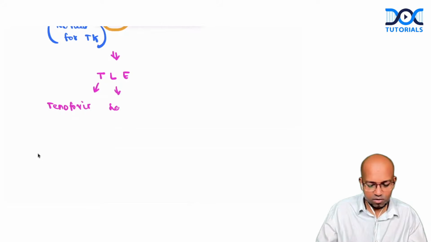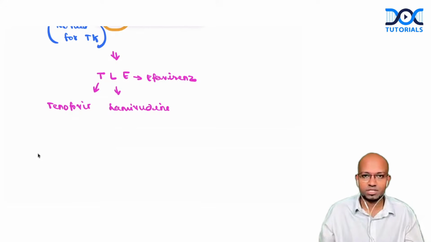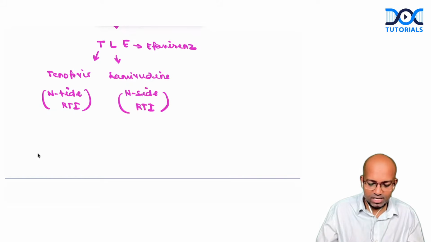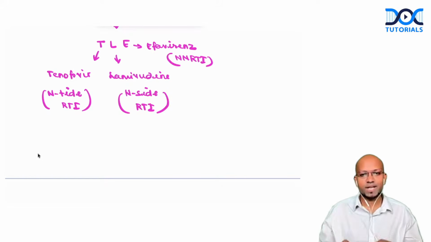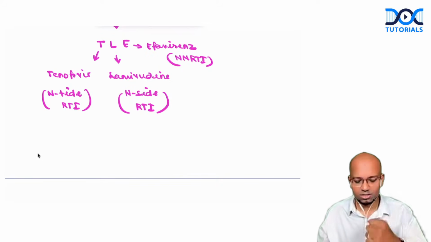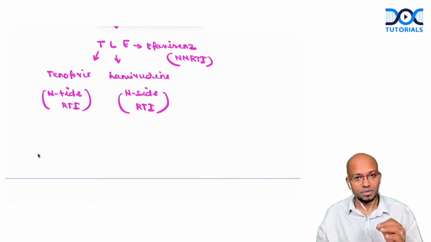Tenofovir, L stands for lamivudine, and E stands for efavirenz. This was the previous regimen which we had for the treatment of HIV. Out of this, tenofovir is a nucleotide reverse transcriptase inhibitor, whereas lamivudine is a nucleoside reverse transcriptase inhibitor, whereas efavirenz is a non-nucleoside reverse transcriptase inhibitor. So we give a combination of three different drugs: a nucleotide, a nucleoside, and a non-nucleoside reverse transcriptase inhibitor. That was being given before.